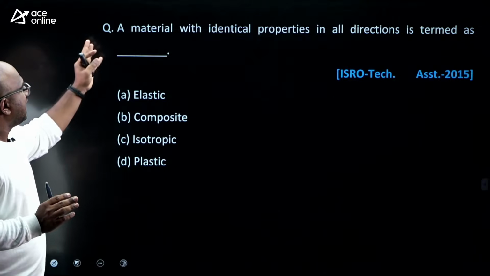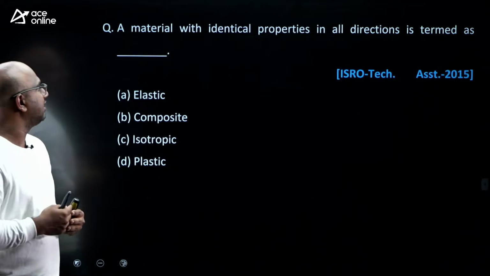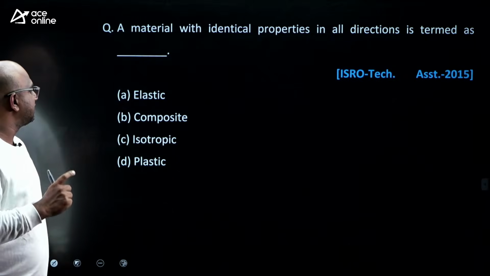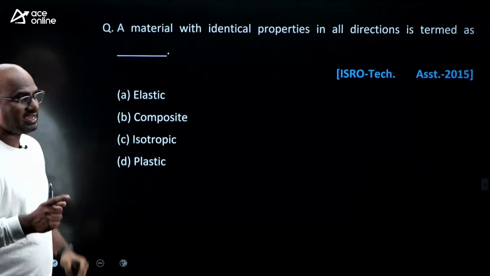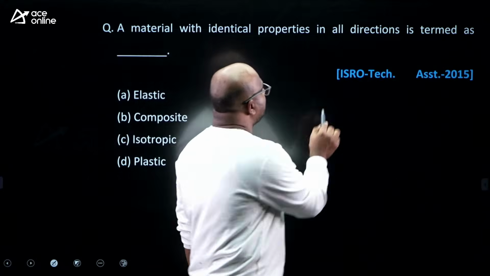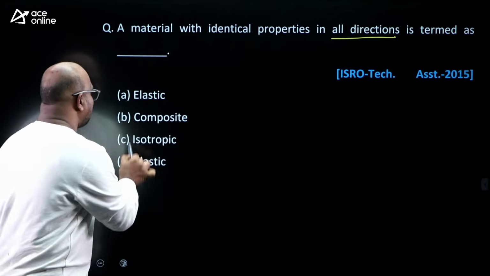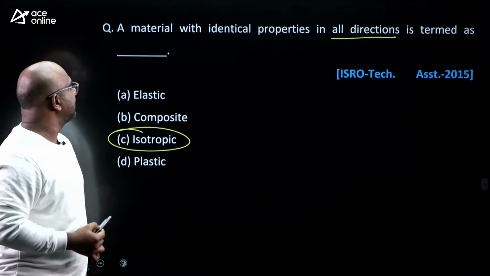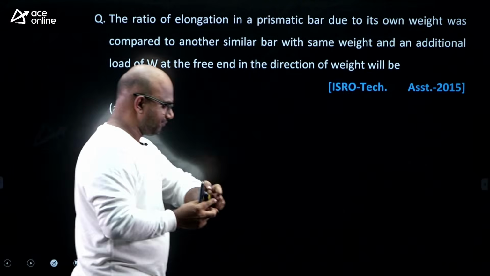Next, a material with identical properties in all directions is termed as: elastic, composite, isotropic, or plastic? Here the keyword is all directions. So it is called an isotropic material. This is done. Next, please go through this question.